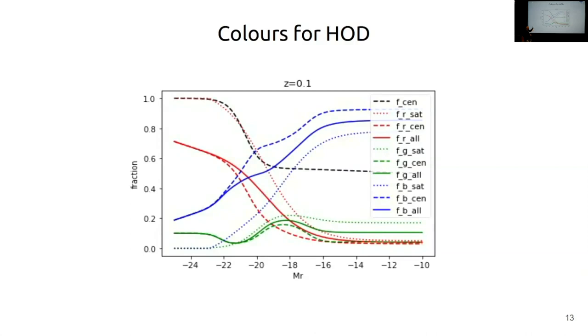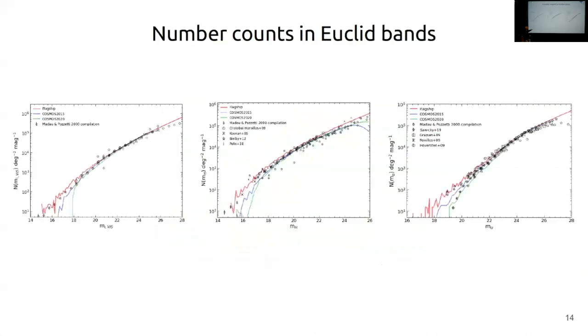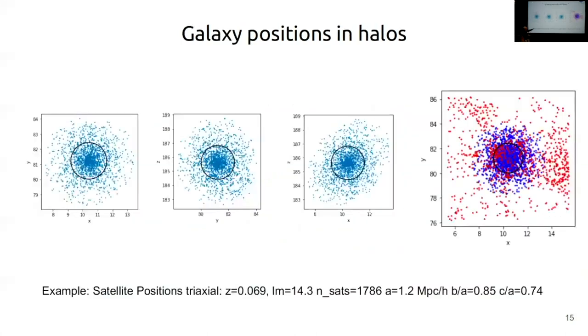I don't have time to go through it. Oh, wow. This is the number counts that we get, and they look pretty good. In the H band, we are a little bit too high, too bright, but this is how we populate clusters. This is a fairly massive cluster at low redshift, and this has like 1,800 satellites. So we go very faint into the luminosity function.